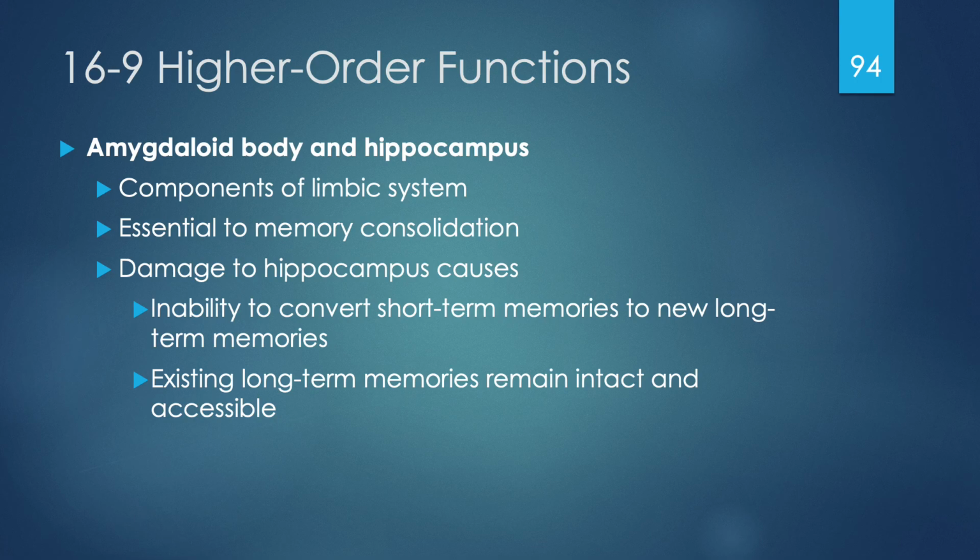The amygdaloid body and the hippocampus are both components of the limbic system, and these are absolutely essential to memory consolidation, which is the process of taking a short-term memory and having it become a long-term memory. So if there's damage to the hippocampus, then that will cause the inability for you to be able to take any short-term memory and convert it to a new long-term memory. Now, that doesn't mean that any old memories would be affected. If you have an existing long-term memory, then those would remain intact and totally accessible. It's just that you wouldn't be able to learn anything new and retain it indefinitely.